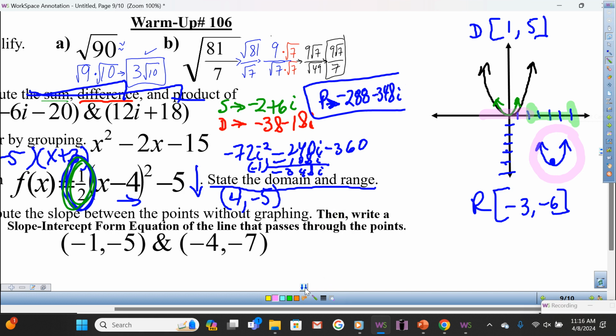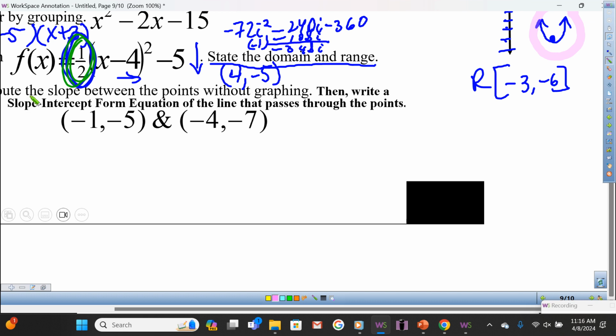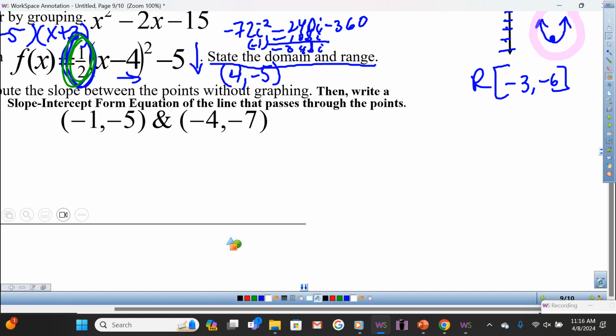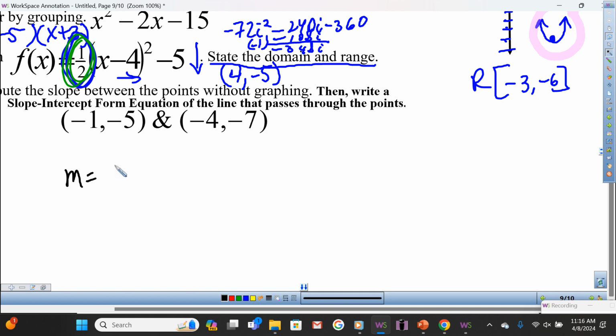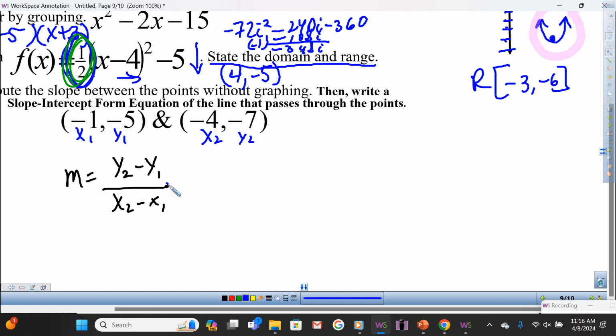Anyways, last but not least, find the slope between the points. Remind your neighbor how to find the slope for those, please. Very good. m equals y sub 2 minus y sub 1 over x sub 2 minus x sub 1. You guys remember that? Yes? This is my x sub 1, y sub 1, x sub 2, y sub 2.